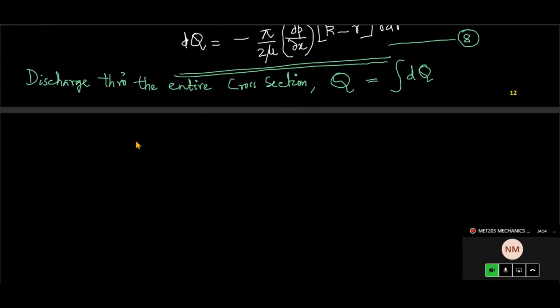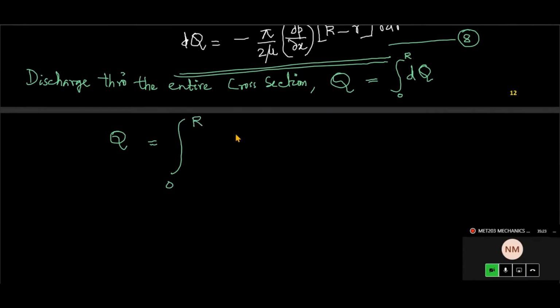So what you're going to do is, for the entire cross section, consider dq from radius 0 to capital R. So radius is the varying parameter. So Q is equal to the integral of dq. What is dq? It is written above, so please make use of that, from 0 to capital R.